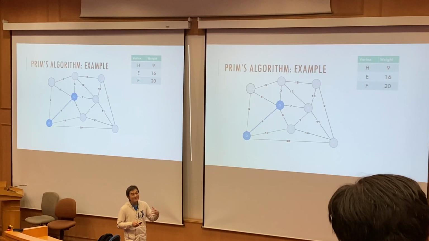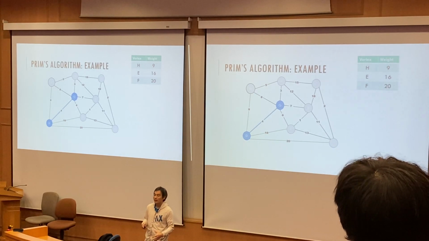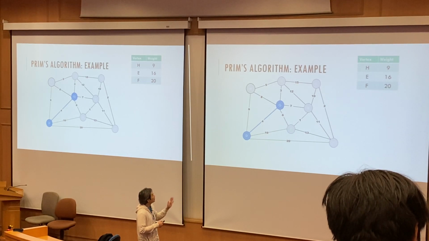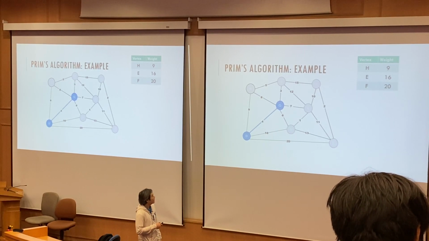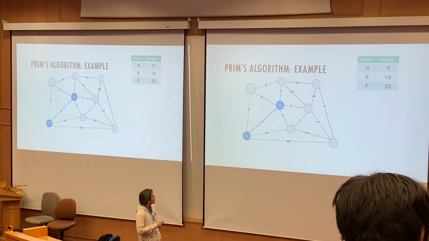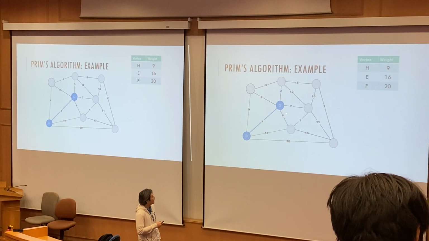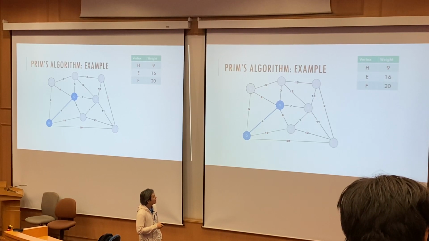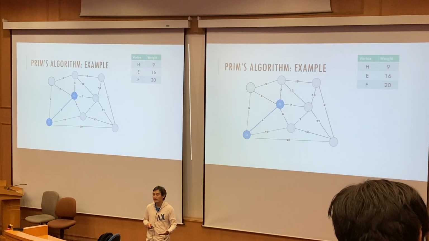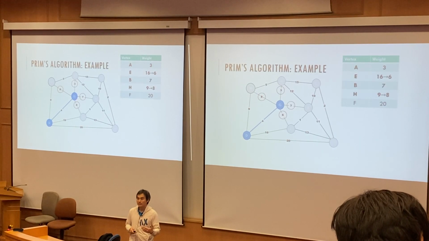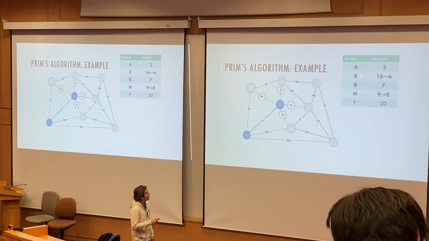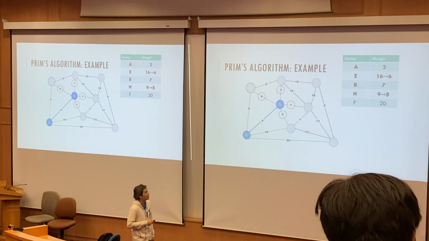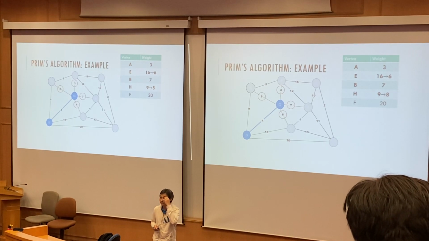When we look at G's incident edges, what can happen? We may find a shorter way, a smaller edge to one of the other nodes. In this case, there is a lighter edge to E. E was formerly 16, but remember we want the lightest edge, so we update the value for E to be 6 instead of 16, corresponding to this edge. And the same for H as well.